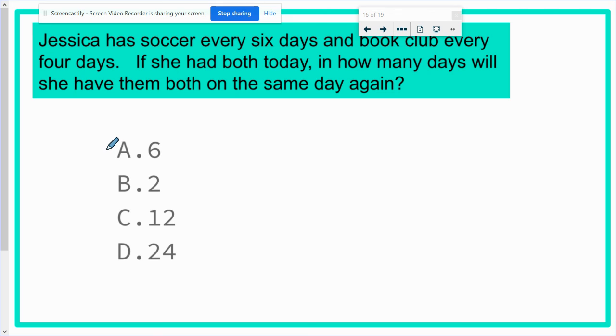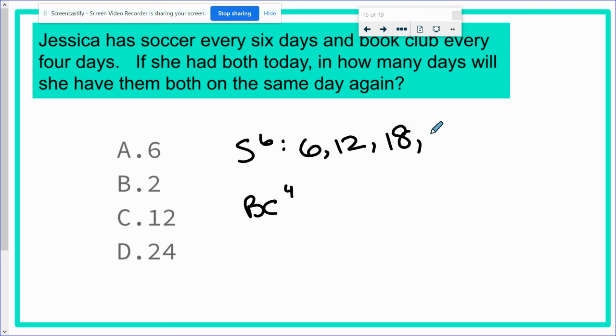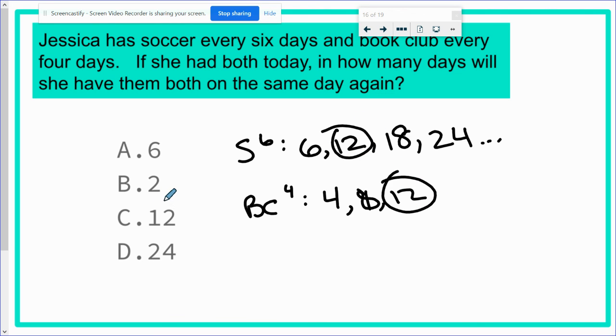All right, Jessica has soccer every 6 days and book club every 4 days. If she had both today, in how many days would she have both of them on the same day again? So, soccer every 6 days, book club every 4 days. All right, so let's do soccer. 6 times 1 is 6, 6 times 2 is 12, 6 times 3 is 18, and keep going. Book club, 4 times 1 is 4, times 2 is 8, times 3 is 12. I see 12. So she would have both again in 12 days.